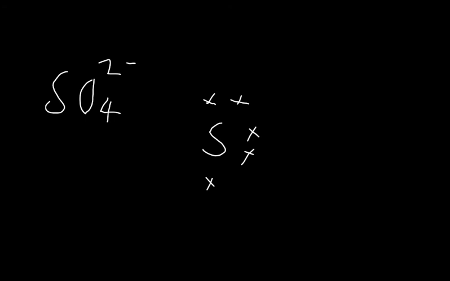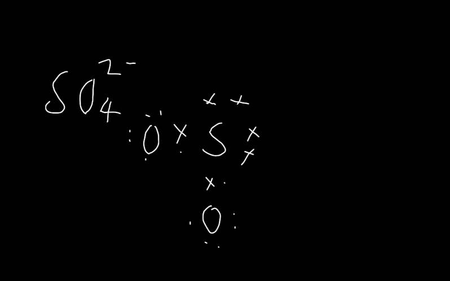Let's do SO4 2 minus. Now we've got a negative charge, so you're adding extra electrons there. So sulfur, what has sulfur got? Sulfur's in group 6, so it's like that. What we can imagine is forming a couple of single bonds to the oxygens, like that.